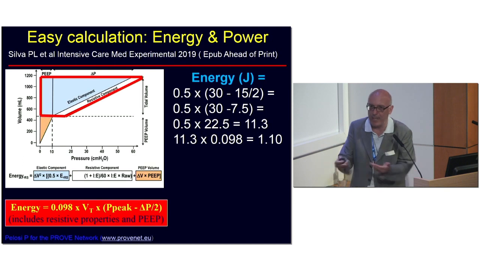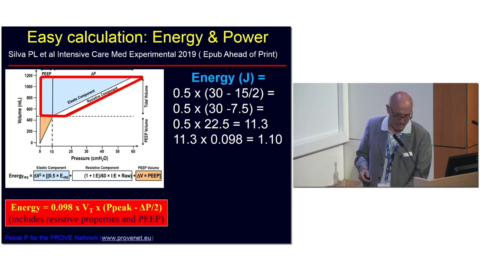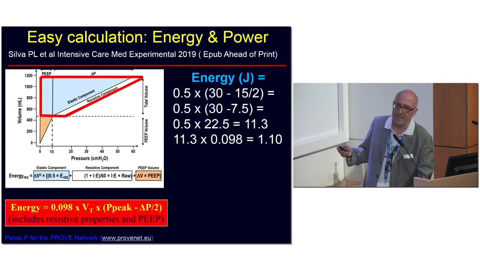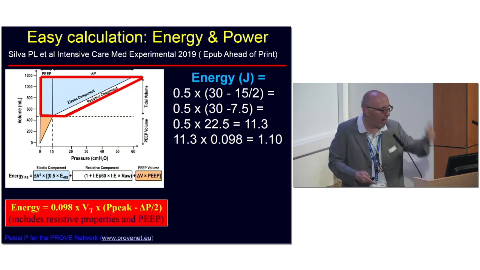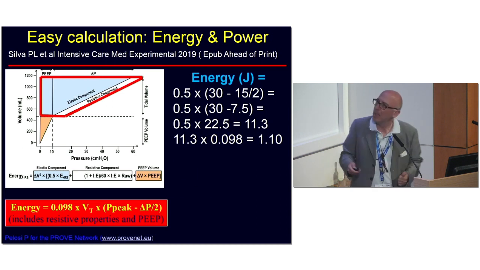Because 500 is more or less a protective tidal volume, 30 is the maximum peak pressure, no? Usually it's equivalent to a plateau pressure of 26, 27, and this is the maximum driving pressure. So at the maximum protective ventilation, 1 breath is 1 joule.